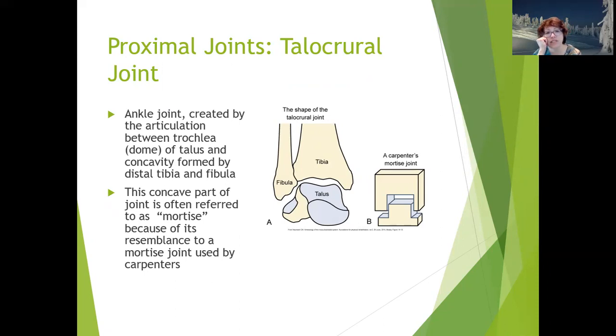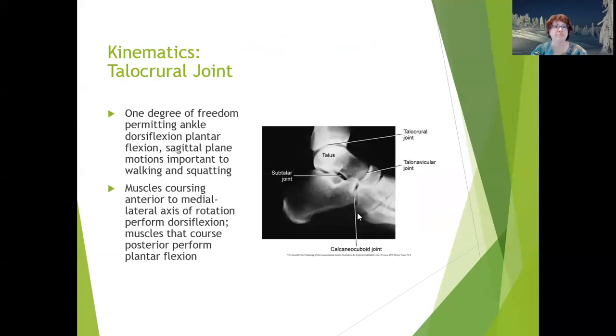So the ankle joint, or the talocrural joint, is created by the articulation between the trochlea of the talus, the dome of the talus, and the concavity formed by the distal tibia and fibula. It's often referred to as a mortise and tenon joint that is used by carpenters to make a strong joint. And you can see in this picture where that comparison comes from. So it's like the tibia and fibula are little pincers around the dome of the talus. You want to think of it that way.